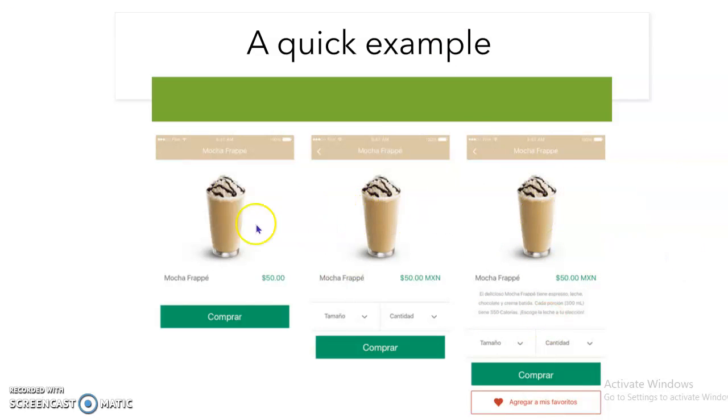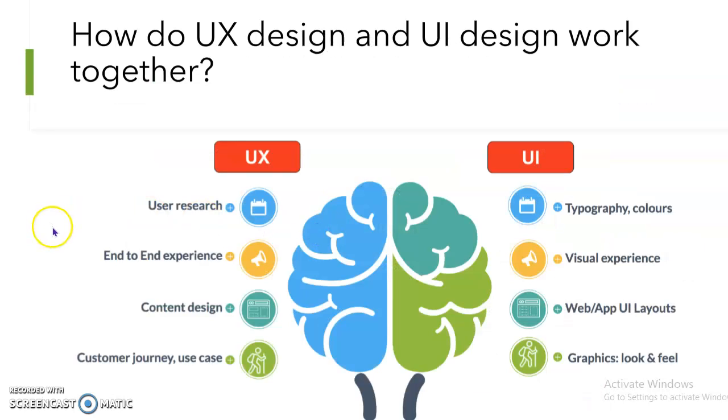So now that we know the difference, let's see how UX design and UI design work together. UX is like user research, like how the users feel with the product, with the service, and UI is more the visual things, like the photography, the visual experience, the layout, the animations and stuff.